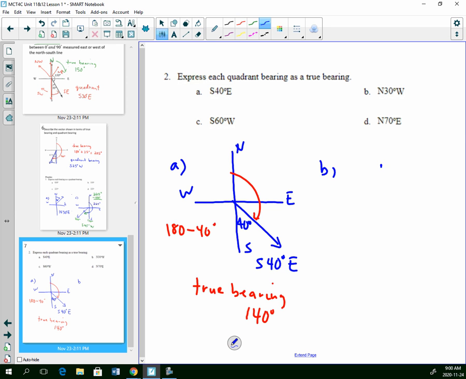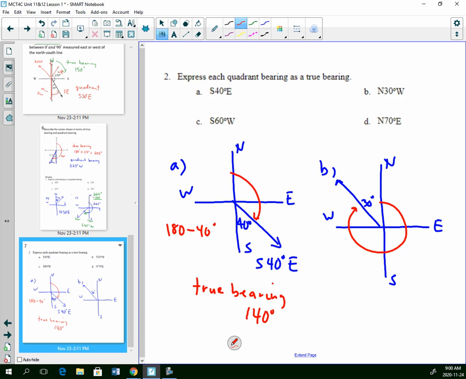Okay, B is north 30 west. So north 30 towards the west. Okay, so that's the quadrant bearing, but remember with true bearing you have to measure from north in the clockwise direction, so we have to go all the way over there. So that would be 330. And I can calculate that by just saying, well, it's 360 all the way around, and I'm short 30, so I'll just subtract to get that true bearing.